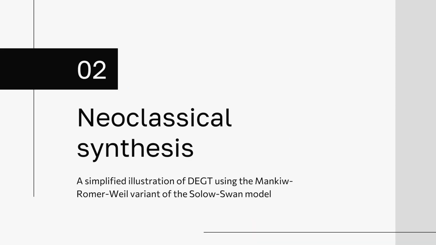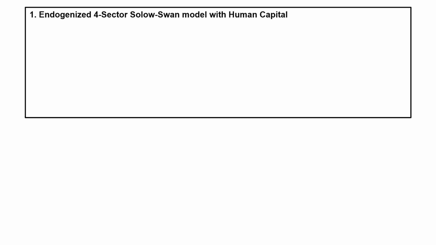So let's get to the core of the synthesis. We will do so using a Mankiw-Romer-Weil variant of the Solow-Swan model, which we illustrated earlier. Let's begin with our whiteboard here. We will be going through this using an endogenized four-sector Solow-Swan model with human capital as follows.